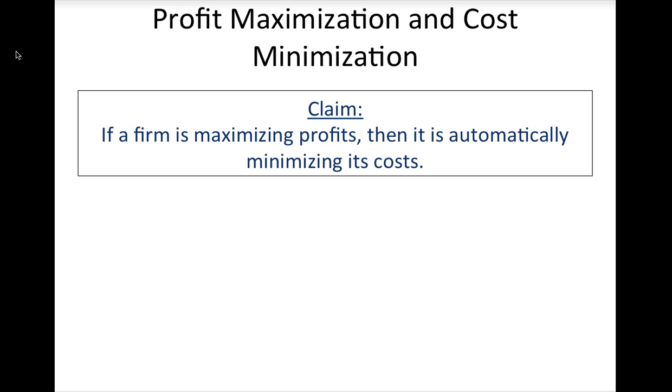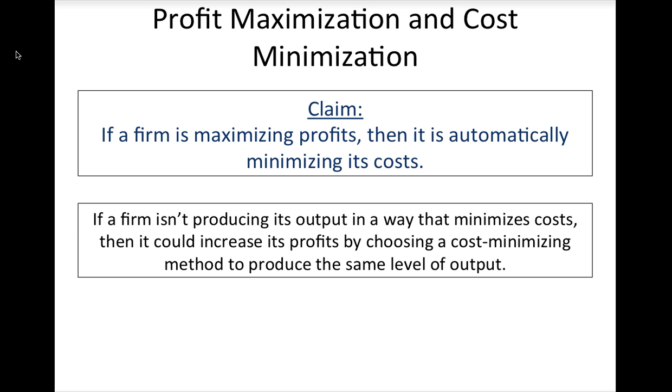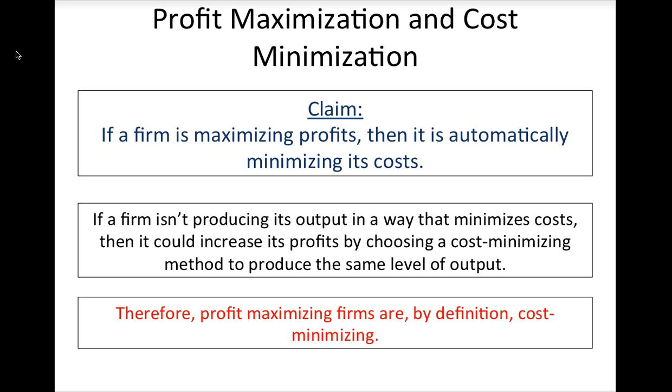Let's start out with a simple proposition. If a firm is maximizing its profits, then it is automatically minimizing its costs. Why is this the case? If a firm isn't minimizing its costs, then it could earn higher profits for the same level of output by choosing the least cost method to produce this output.